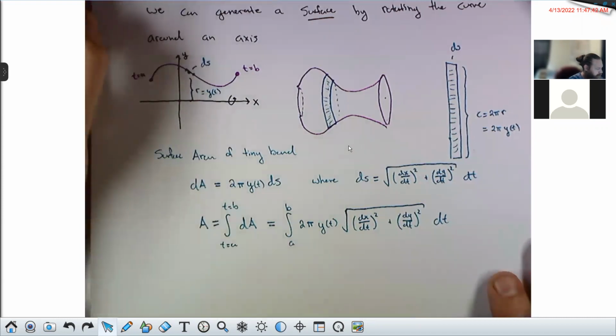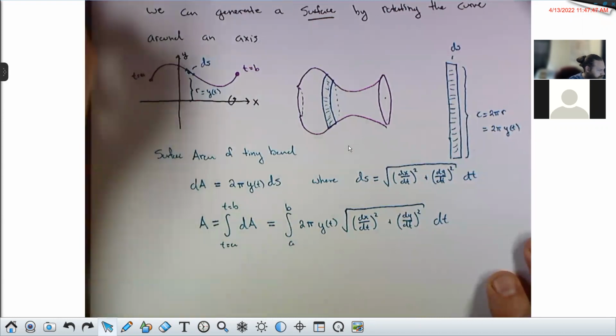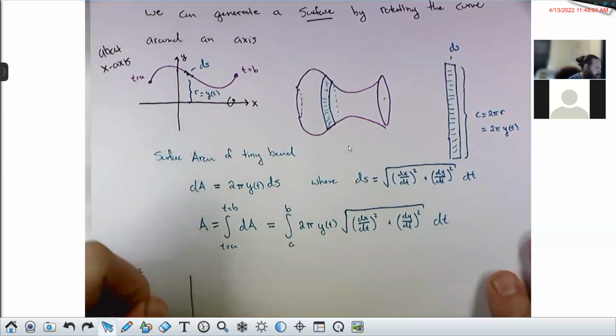So this is about the x-axis. And over here, I'll do this about the y-axis. Same vibe.